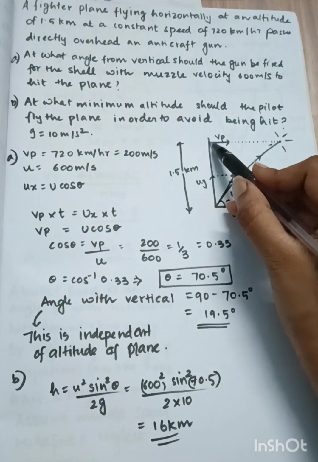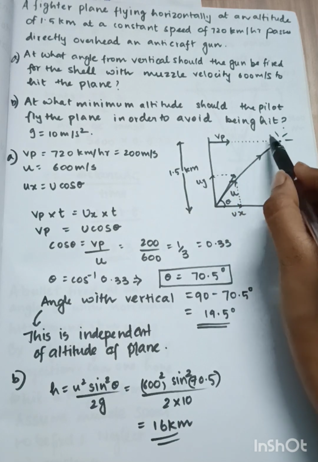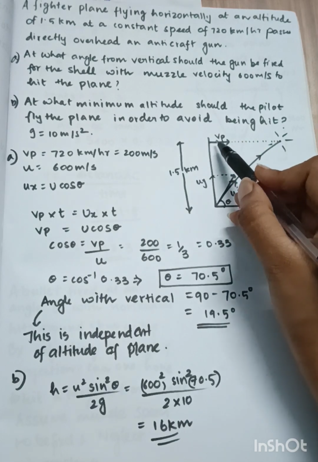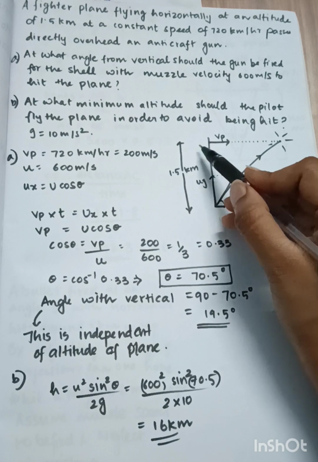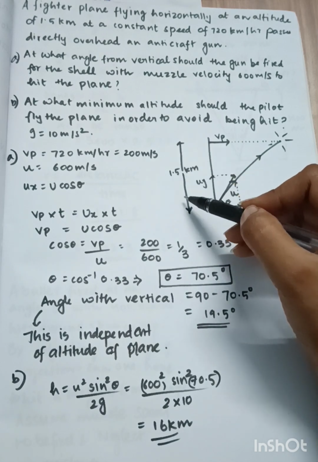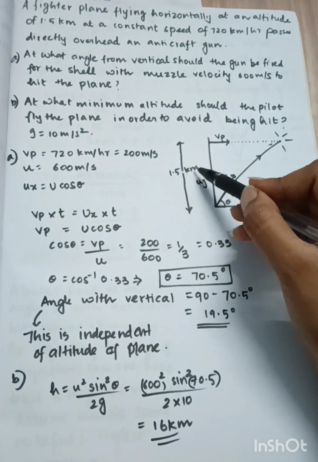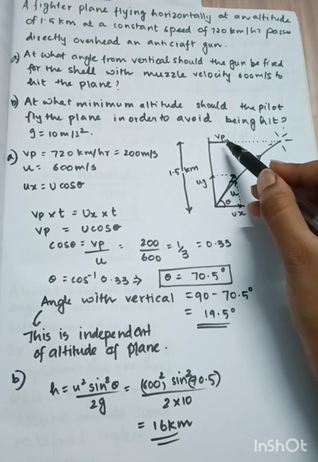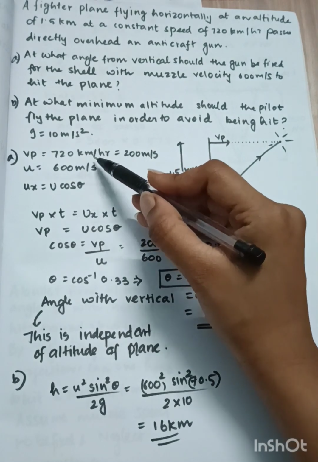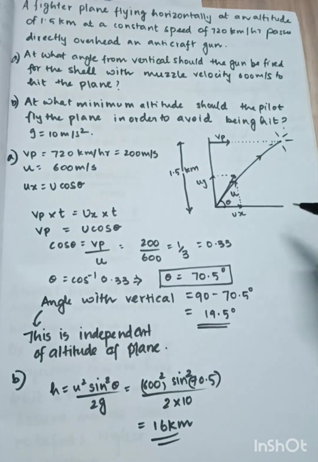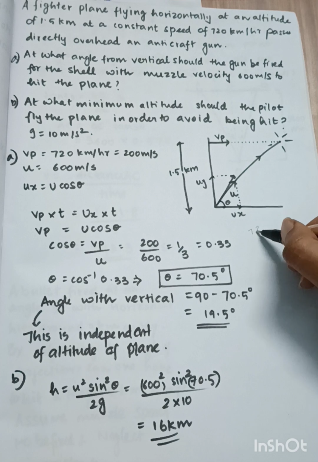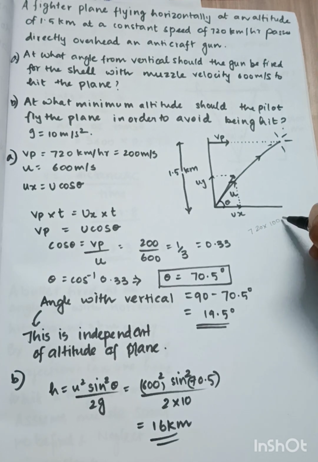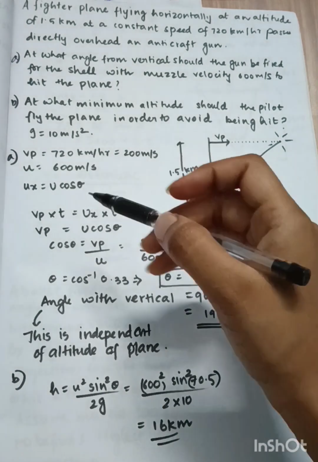A plane is flying like this in a horizontal direction, horizontally at an altitude of 1.5 kilometers, at a constant speed of 720 kilometer per hour. 720 kilometer per hour is 720 into 1000 by 3600. So that is 200 meter per second.